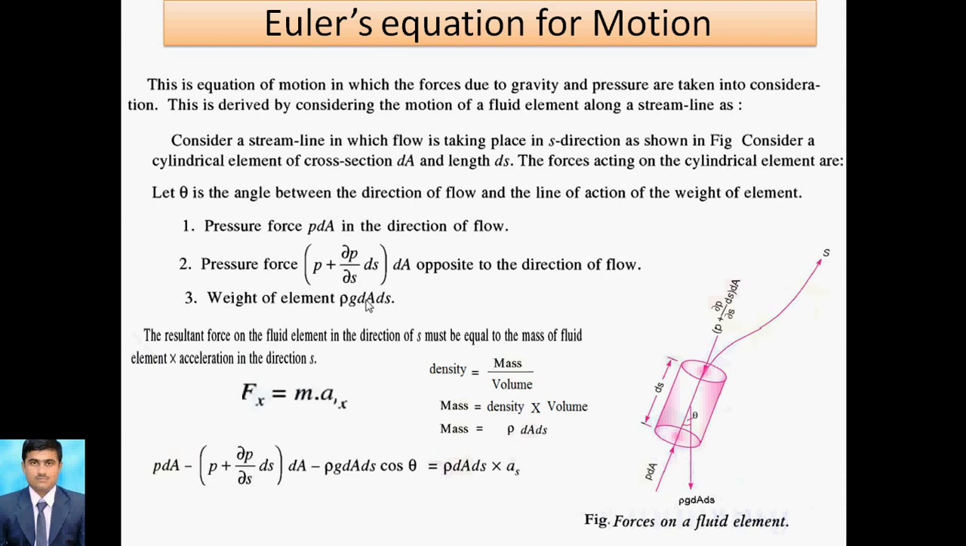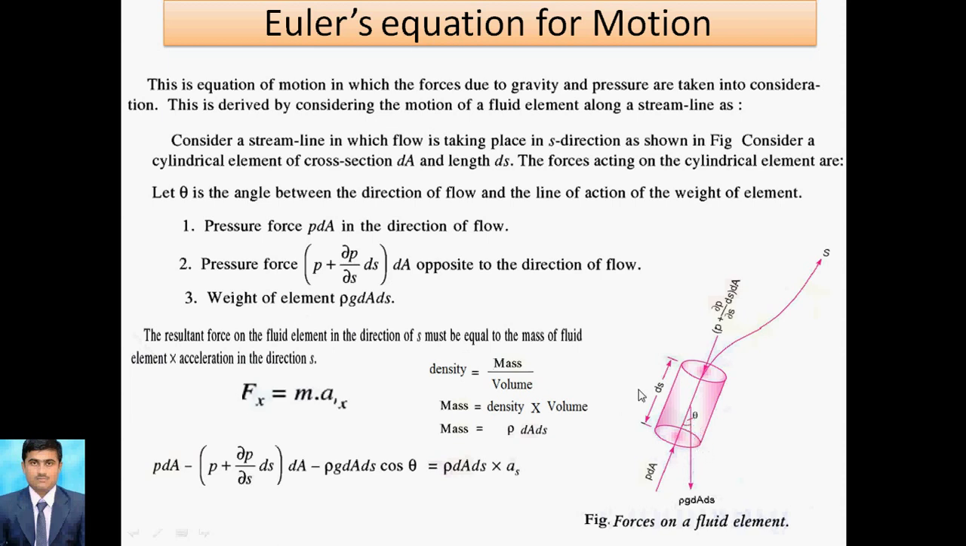Minus the weight component, because weight is always, remember, in a downward direction. Mass is in terms of rho dAds. So PdA stays as it is, and P plus dou P by dou S ds dA stays as it is. These two forces stay as they are. Then rho g dAds.